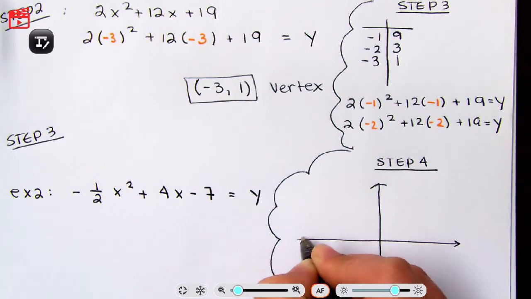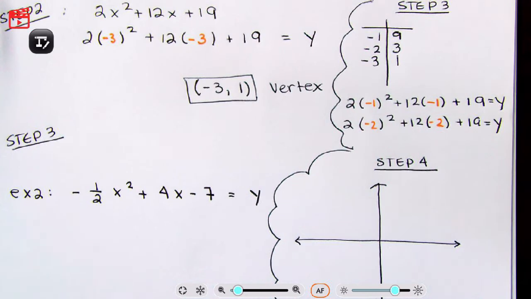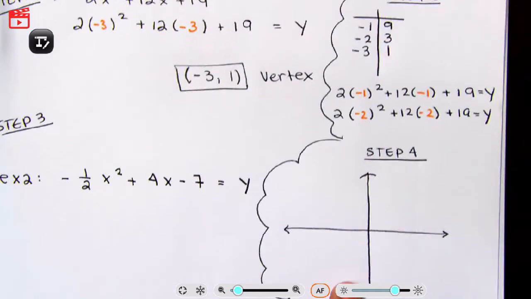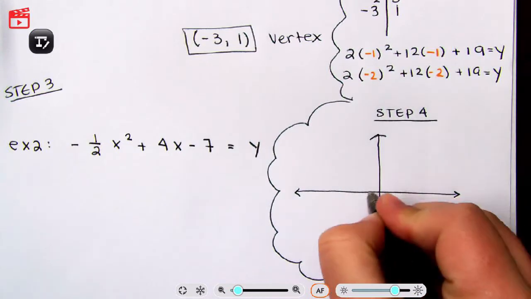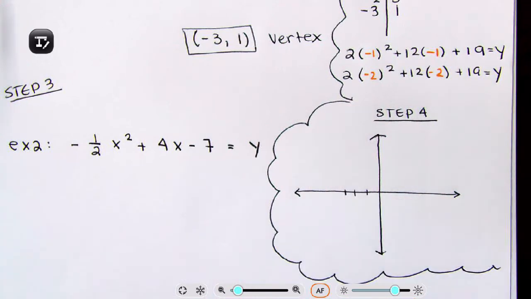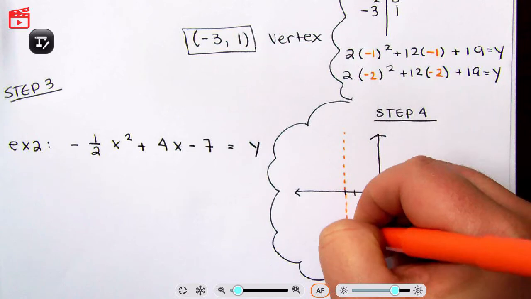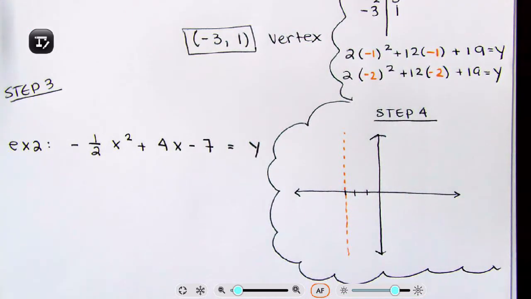Here's your x and y axis. We're going to start out by marking where your line of symmetry is. Your line of symmetry we found in step number 1, which was negative 3. 1, 2, 3. Now it is your x, and it's going to be a vertical line, so it's going to go up and down. This is your line of symmetry.